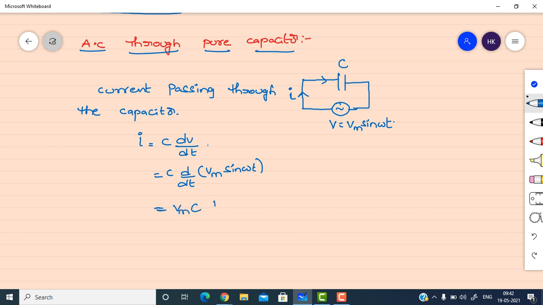Vm C d by dt of sin omega t. So differentiation of sine is cos omega t. And what is the differentiation for omega t? Omega. With respect to time we are differentiating. So C Vm cos omega t into omega.